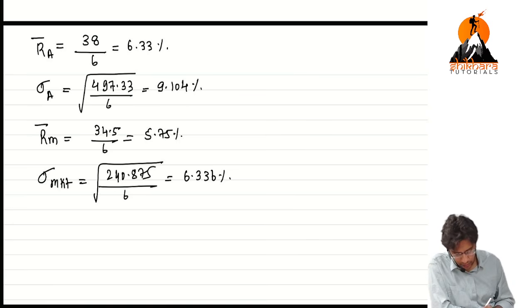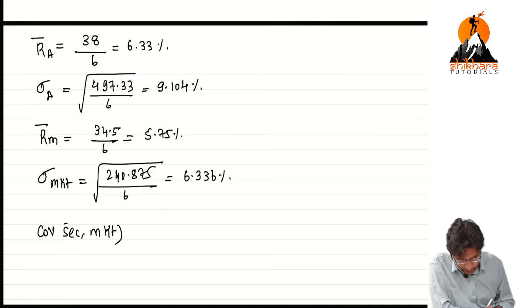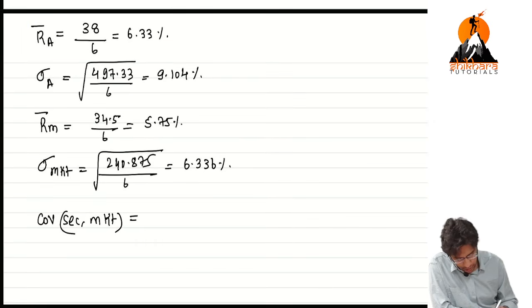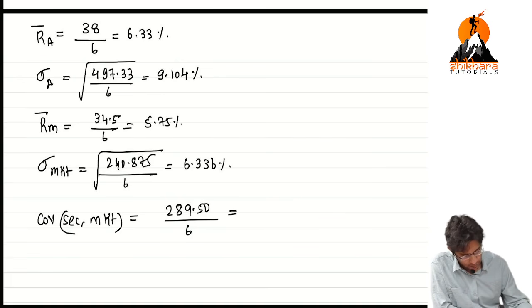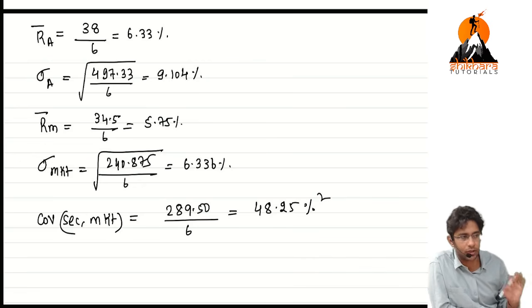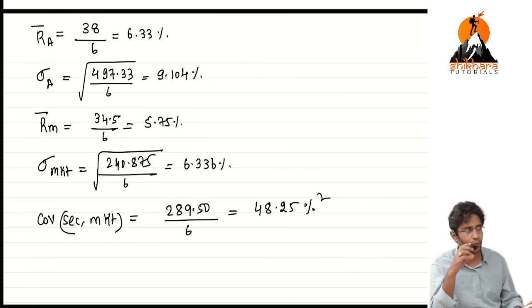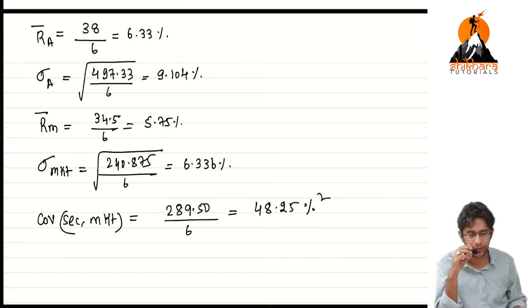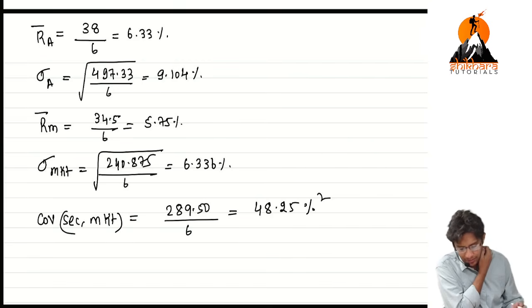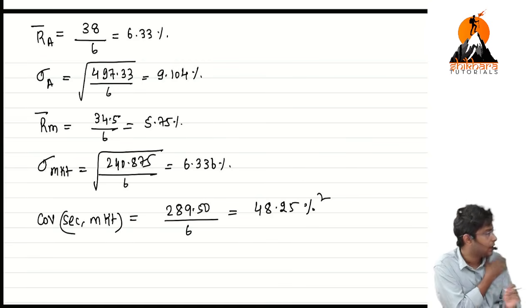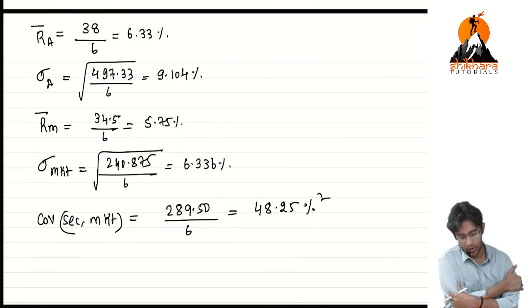Okay, then covariance between security and market is equal to the last column's total, 289.5, divided by 6. No square root business. It is 48.25. You must understand that it will be in square terms. From the beginning we are developing that concept. Previously you have seen some questions on how they manipulated the question. Careful. 48.25 whole square. That's all.